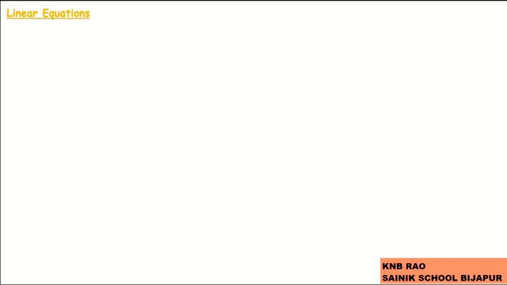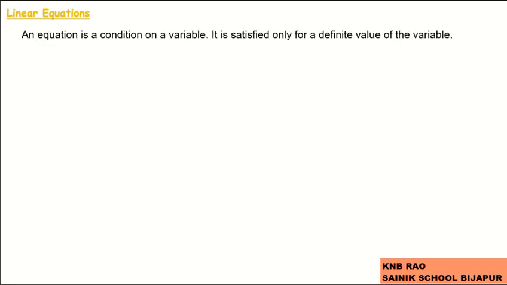Now, students, an equation means a condition on a variable. So, an equation is a condition on a variable. It is satisfied only for a definite value of the variable. What is the meaning of definite? Certain, or a particular, or a unique value.